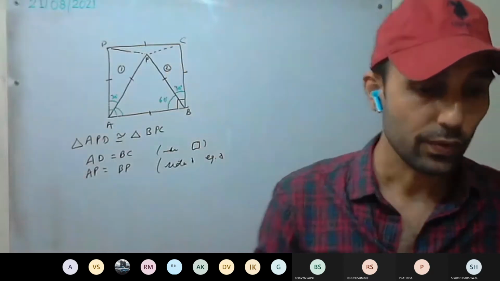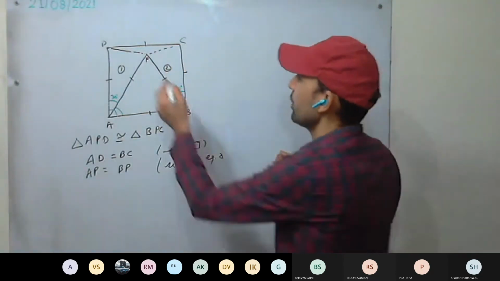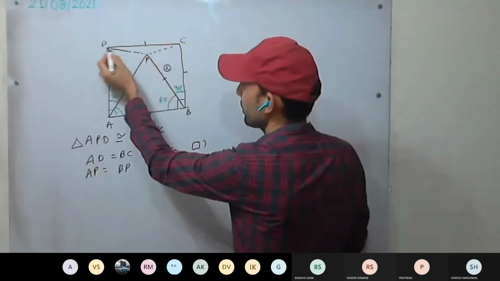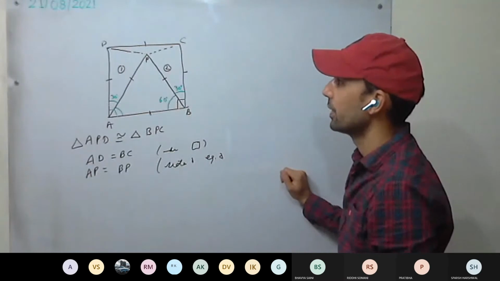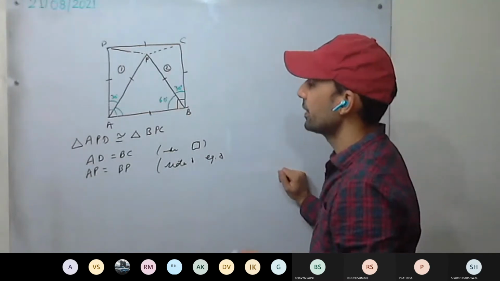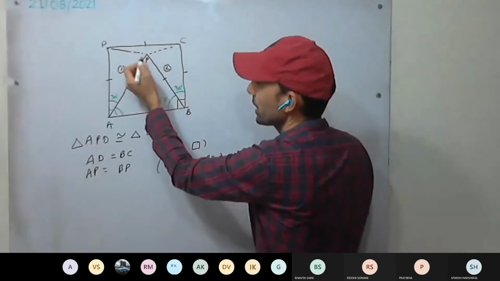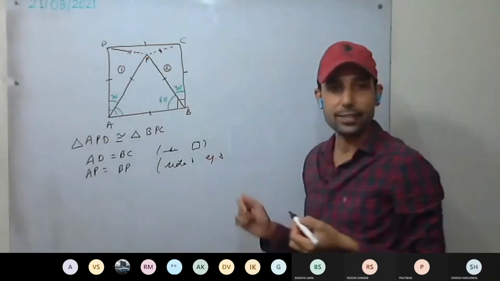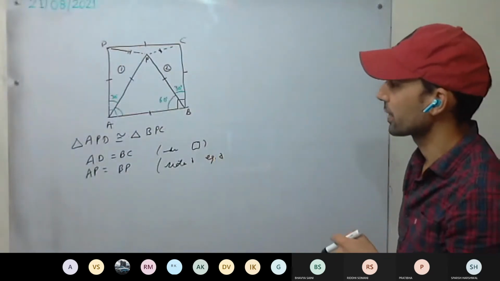Now find the angles of triangle DPC. We have to find the angles of this triangle. How to find them? See here, what kind of triangle will it be? It will also be an isosceles triangle. This side will be equal to this side. But we have to find the angles. How to find the angles?